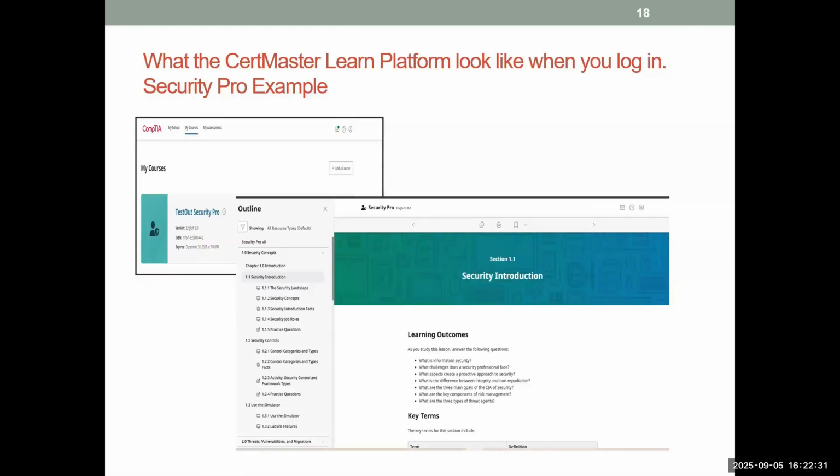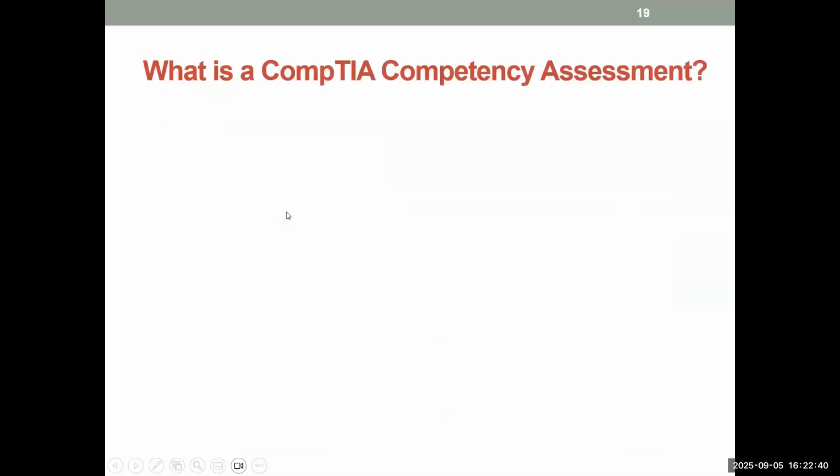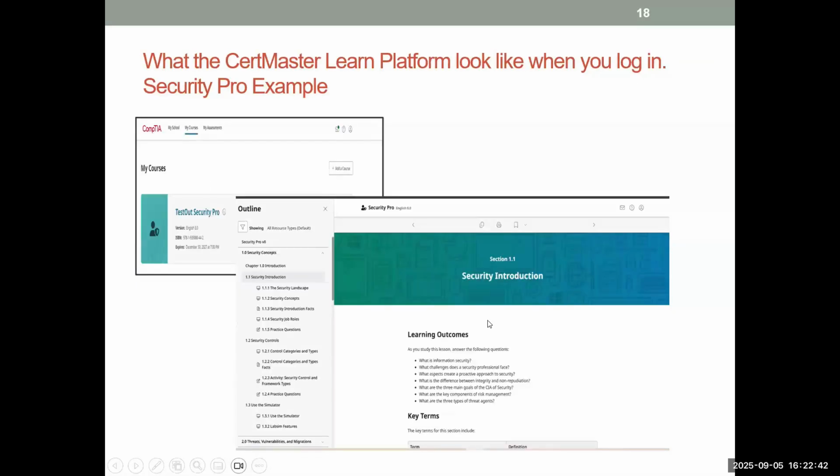So here's what it looks like when you log into Security Pro. You'll see a screen that looks like this. Then you'll open that out and you'll see a screen that looks like that. Go through the outline in particular. And again, this is how you'll navigate the actual courseware.